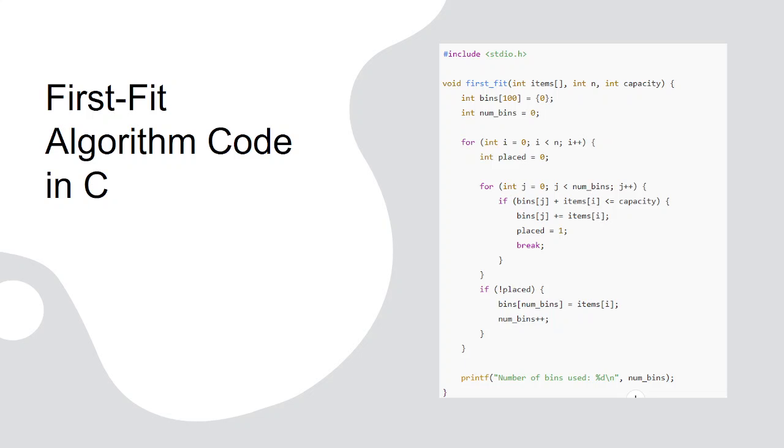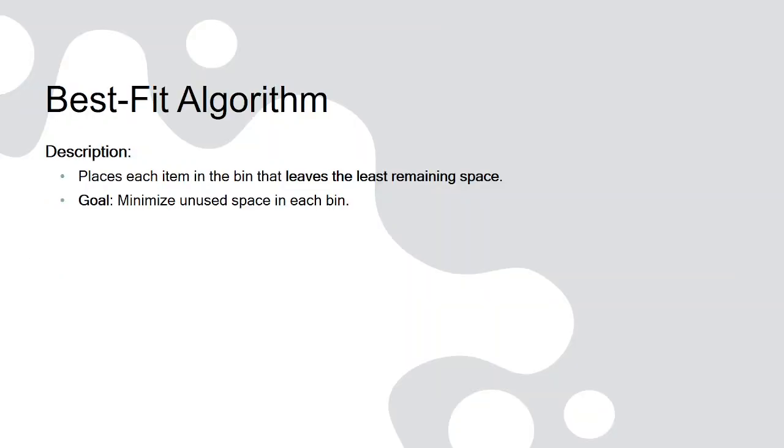Here we can see the first fit algorithm code in C, and we initialize an array to store bin capacities and iterate over each item. The item is placed in the first available bin, and if none is available, we create a new bin. This code structure is similar across most heuristic algorithms, with variation in how bins are chosen.